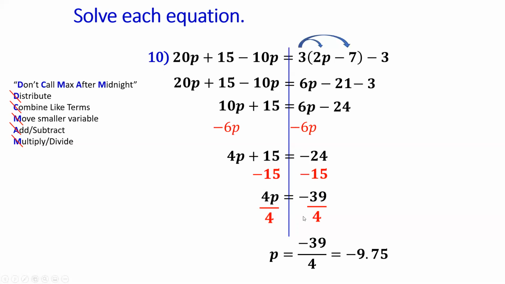And this does not come out to a nice number, so you can leave your answer as a fraction, or you can write it as a decimal. It doesn't matter. I actually prefer the fraction, but either answer is fine. So the correct answer for number 10 is negative 39 over 4 or negative 9.75. Yes, you're allowed to get fractions. Yes, you're allowed to get decimals in your answer.